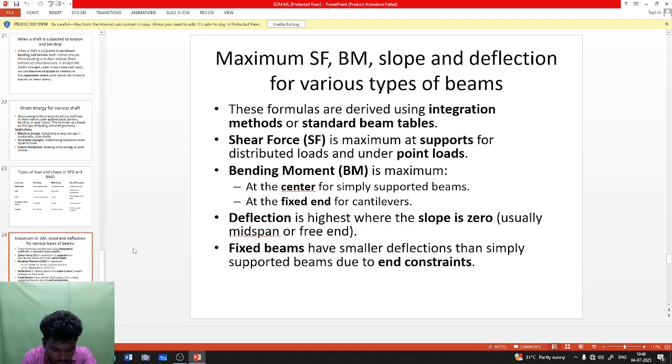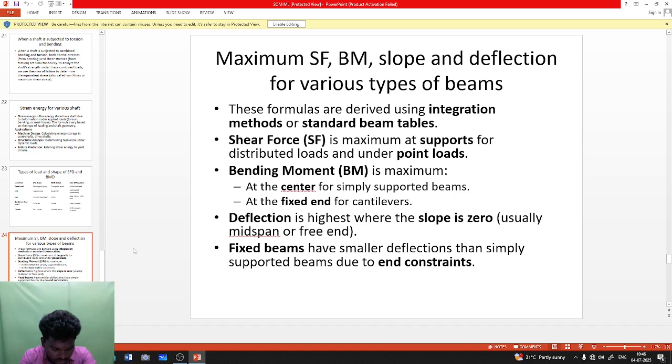For the simply supported beam with a UDL, the maximum shear force is plus or minus W L by 2, the maximum bending moment is W L square divided by 8, the slope is W L power 3 divided by 24 EI, and the deflection is 5 W L power 4 divided by 384 EI. For the cantilever beam with a point load at its end, the maximum shear force is minus W, the maximum bending moment is minus W L, the slope is W L square divided by 2 EI, and the deflection is W L cube divided by 3 EI.